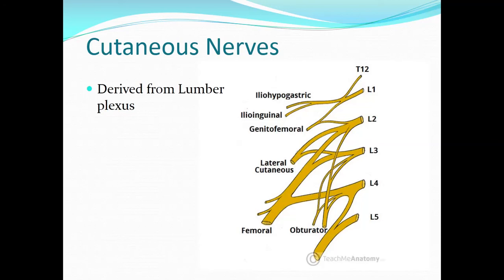Now the branches. L1 gives two branches, iliohypogastric and ilioinguinal. L1 and L2 join to form genitofemoral nerve. L2 and L3 join to form lateral cutaneous nerve of thigh. L2, L3 and L4 join to form femoral nerve and obturator nerve.